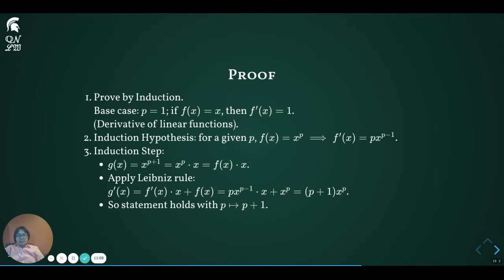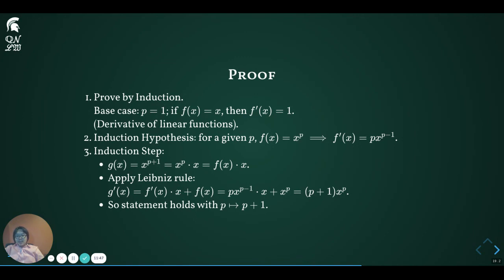In step 1, we announce the proof by induction. The base case is p equals 1, since we are trying to prove the statement for all natural numbers p. In this case, x to the p is just x, and we have already computed the derivative of linear functions to know that f prime of x equals 1, in agreement with the result. For the induction hypothesis, we will assume that we know for a given p the derivative of x to the p is indeed p times x to the power p minus 1.